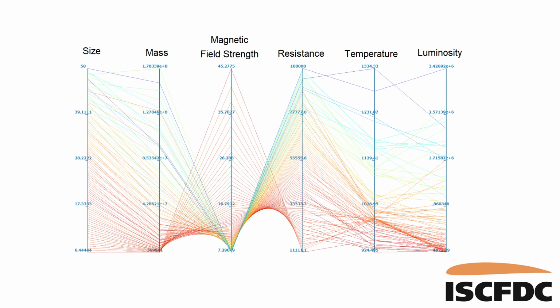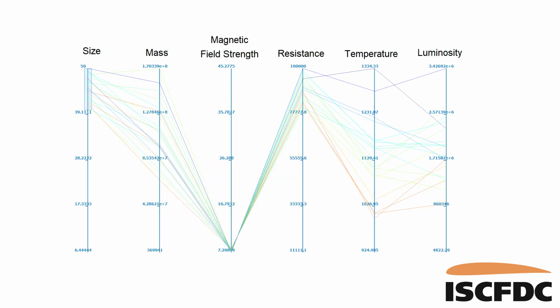We can also use parallel coordinates to isolate data. Let's say we are most interested in seeing what our data looks like when we are only dealing with the larger spheres. Well, by filtering out the smaller spheres, we can see strong positive correlations between size and mass, and size and resistance, and a strong inverse correlation with magnetic field strength.